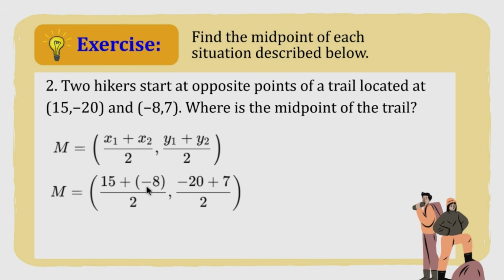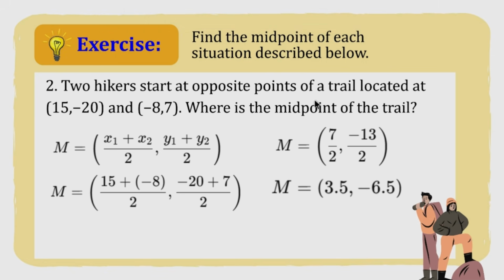So 15 plus negative 8. And then our y sub 1 is negative 20. Our y sub 2 is positive 7. Let's add. We will get 7 over 2 and then negative 13 over 2. Therefore, we will get a decimal number. We have 3.5. Dito naman is negative 6.5.